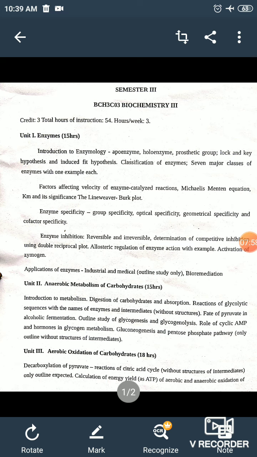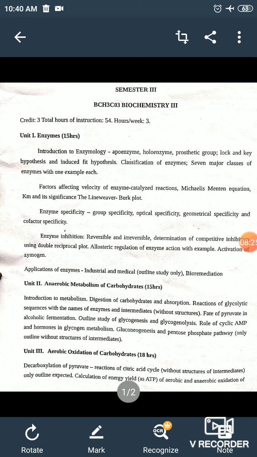The other portion in this unit is the role of cyclic AMP, that is cAMP. We know the hormonal activity. So for hormonal activity, cyclic AMP is a very important molecule. So we have to study the roles of cyclic AMP in glycogen metabolism.